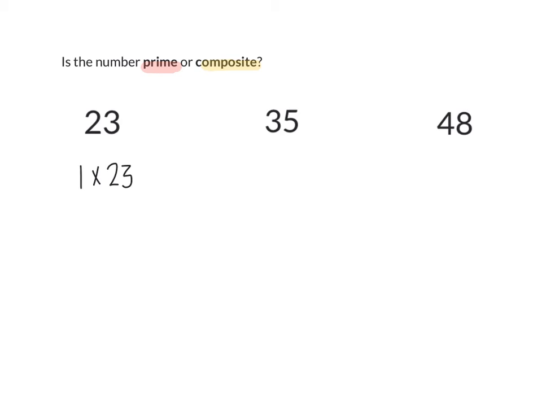The digit doesn't end in 0. Do you see how you need to know your divisibility rules? If you don't, you're going to have a hard time. So 23 must be prime.